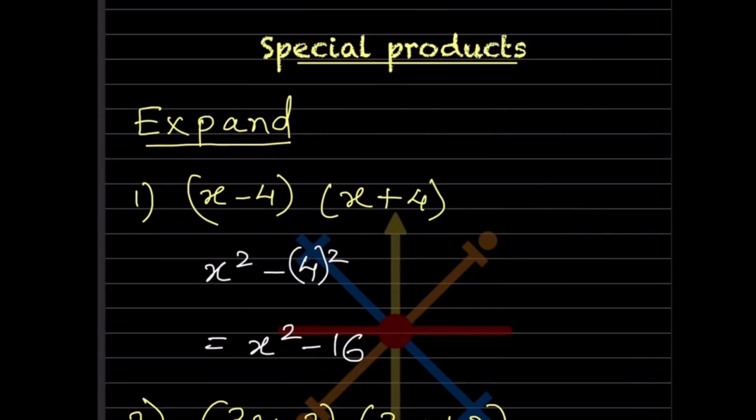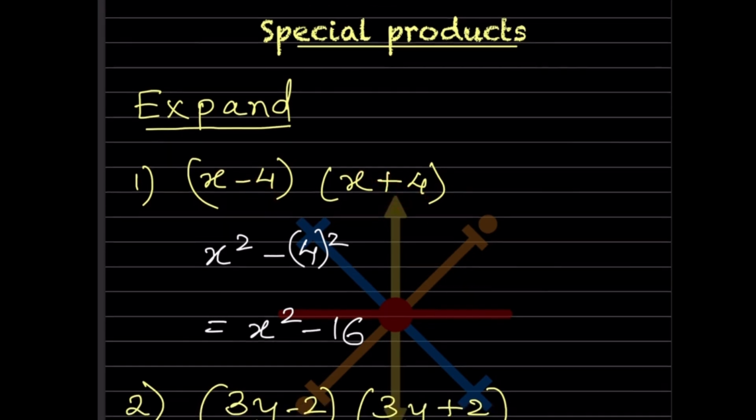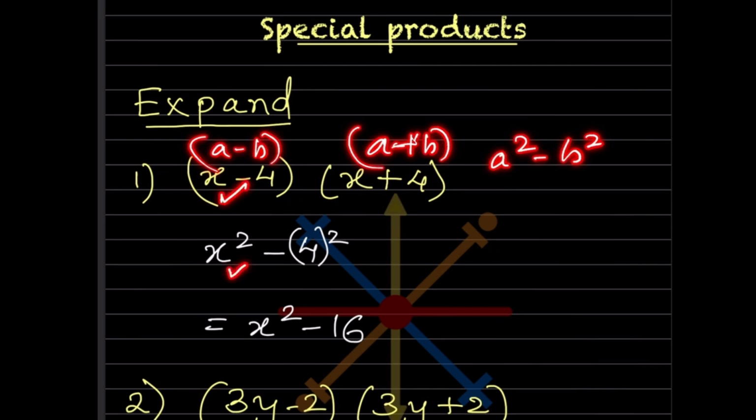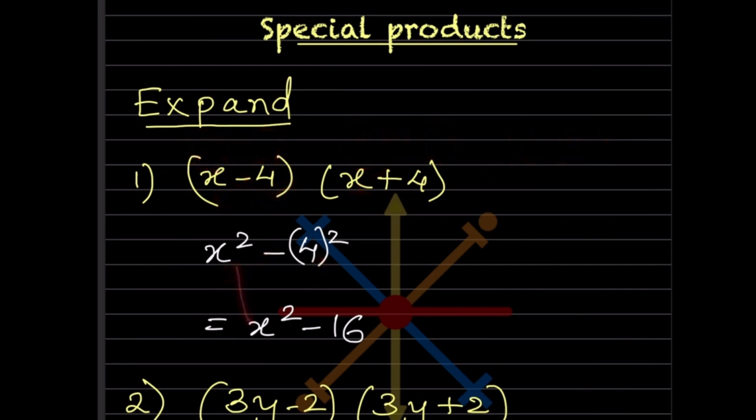So now we are going to see some special products. You have to expand this one. Can you see both? This is x and this is 4, but in between you can see plus and minus. So this will be a minus b, and this is going to be a plus b. You know the formula for that, a minus b into a plus b is a square minus b square. So you take the square of this one because this is a, and minus b square, you take the square of this b, that is 4 square. So this is going to be x square, and 4 4s are 16, with a minus sign.